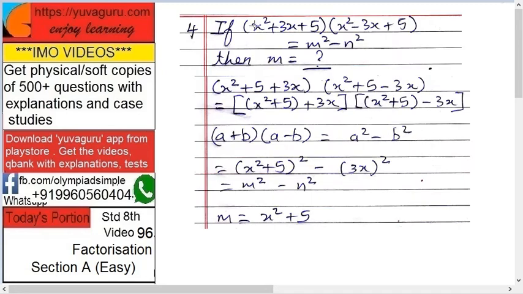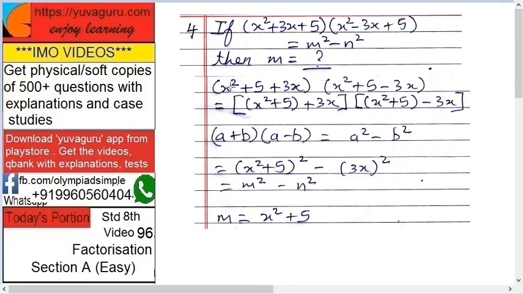Next, if (x² + 3x + 5)(x² − 3x + 5) = m² − n², then m equals, okay. See, one thing to be noted in these two is that x² is the same, 5 is the same, 3x is the same. Only the sign is different. So you can shift 3x and 5 with each other, meaning replace them.